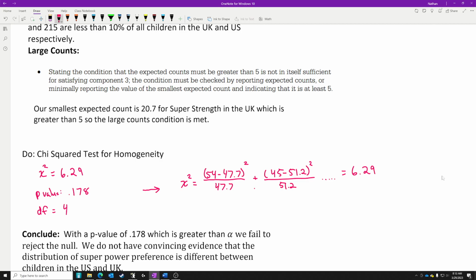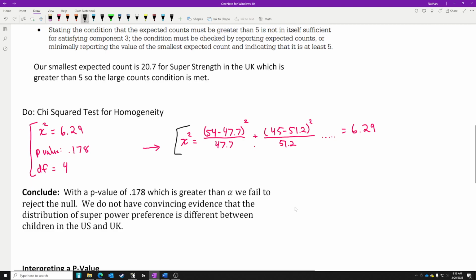They always call that out in the rubric at least a little bit. I'm not going to say you'd get docked for not putting it in. I'm pretty sure this is enough, but you'll help Bolt sleep at night if you do a couple of terms there. That would be swell. All right, then our conclusion, we talked about that, but with the p-value 0.178, which is greater than alpha, we fail to reject the null. We do not have convincing evidence.